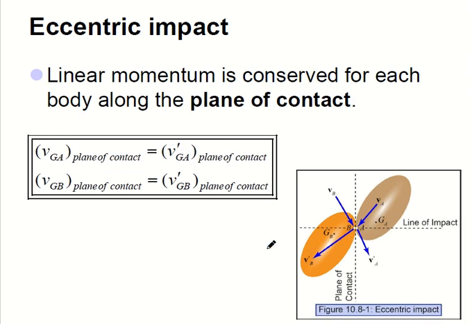Then linear momentum is conserved for each body along the plane of contact. Now when we study the plane of contact, we come to the linear momentum. So when you think about the linear momentum, that is your V, right? The reference point is at G, and you have your body A and body B. So that's what we're writing here. That's before impact and that's after the impact. And you definitely have conservation of your linear momentum along that plane of contact.